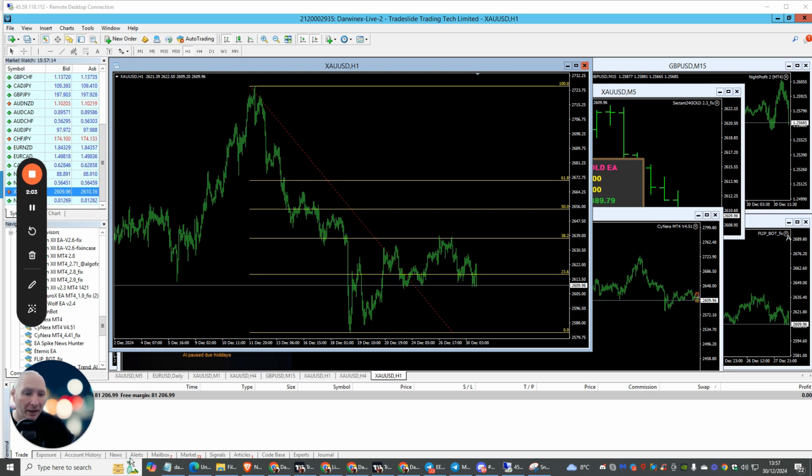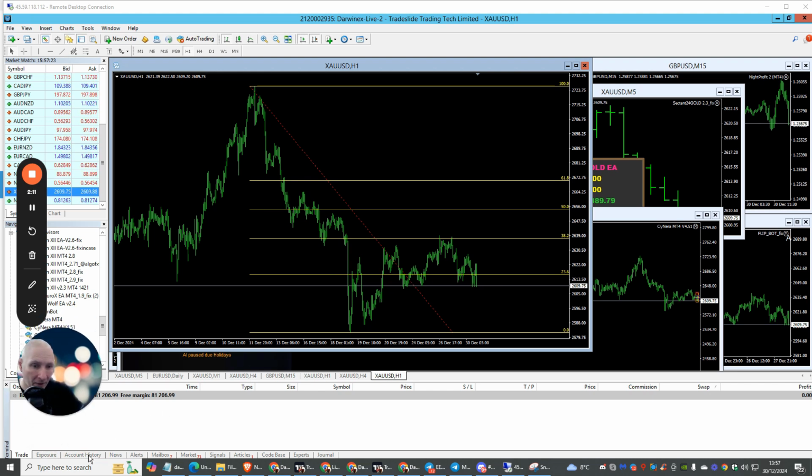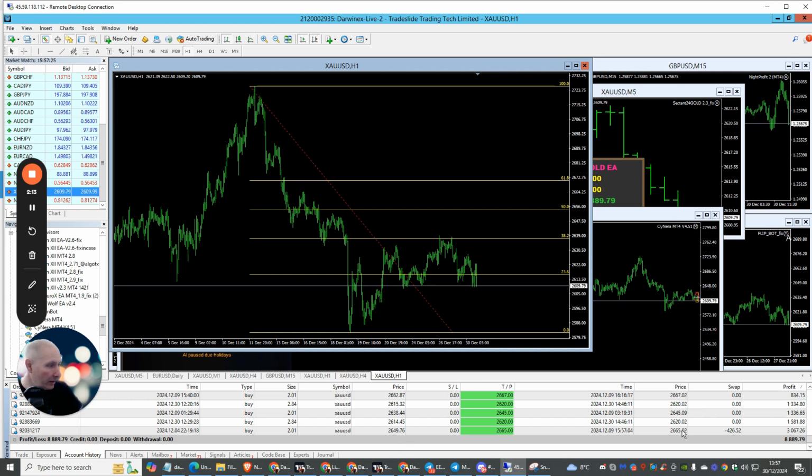For argument's sake, if we go to my account history, when I use this method today, okay, let's move this up a minute. You'll see that my spread, my swap fee, was $426.52, okay. However, I did make 3,067 with that trade, okay. So I've made around about 2.5 grand with that trade.